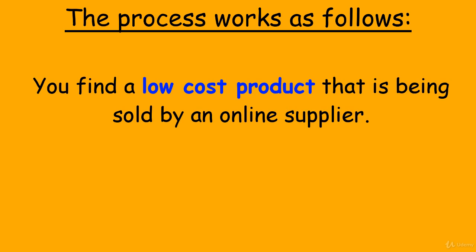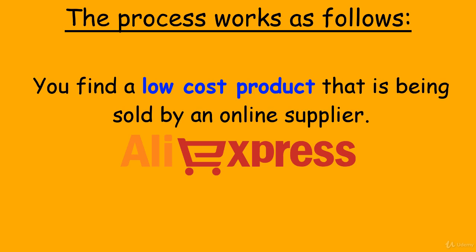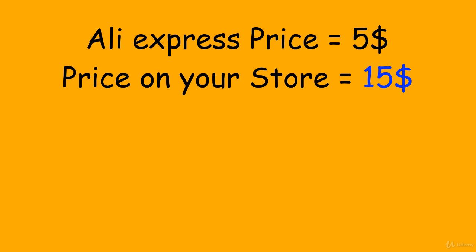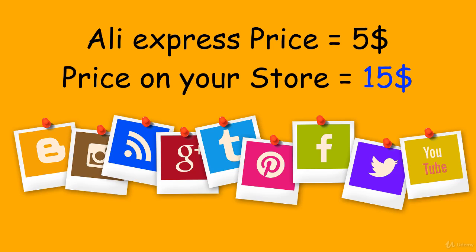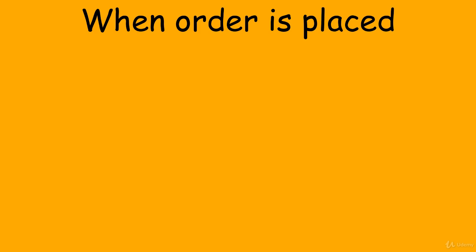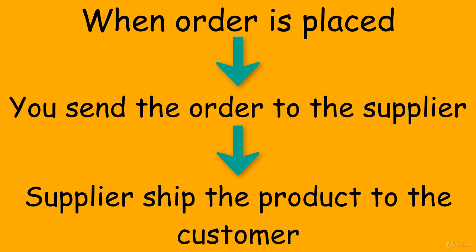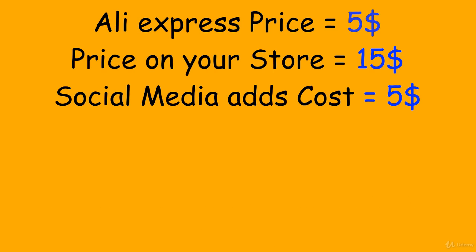The process works as follows. You find a low-cost product that's being sold by an online supplier. For example, you find this product on Aliexpress for $5. You post this product on your store and you give it a higher price of $15, for example. Then you drive traffic to your store by advertising using social media ads. When a customer buys this product, you send the order to the supplier who will then directly ship it to your customer.